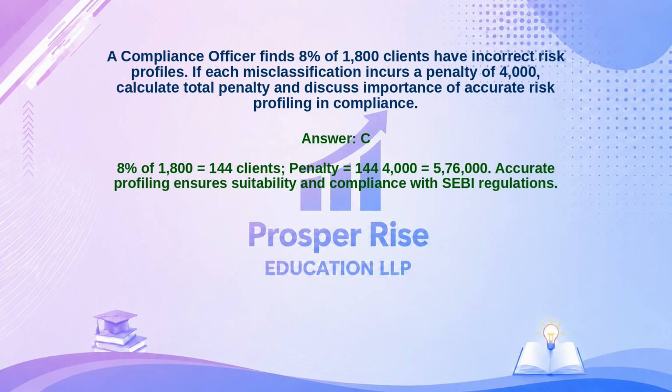Option C. Let's see why. 8% of 1,800 equals 144 clients. Penalty equals 144 × 4,000 equals 5,76,000. Accurate profiling ensures suitability and compliance with SEBI regulations.